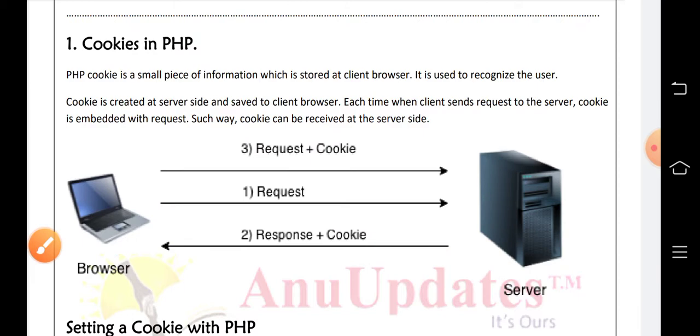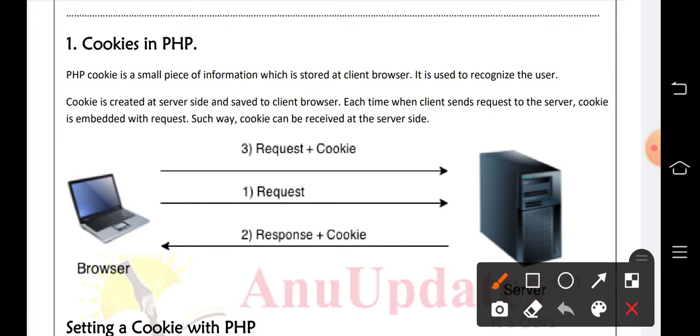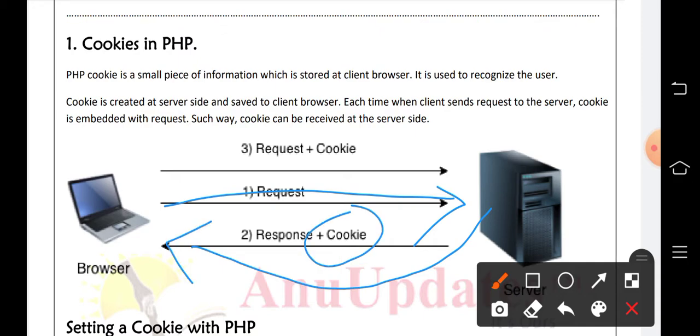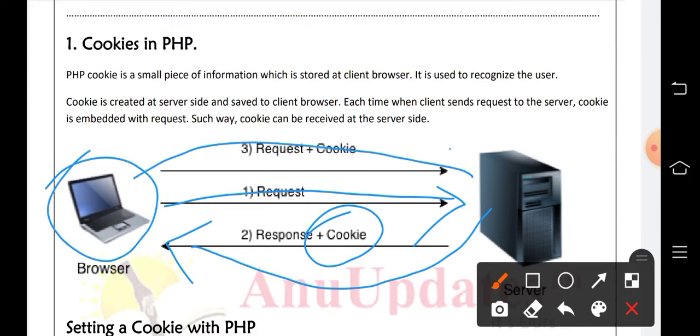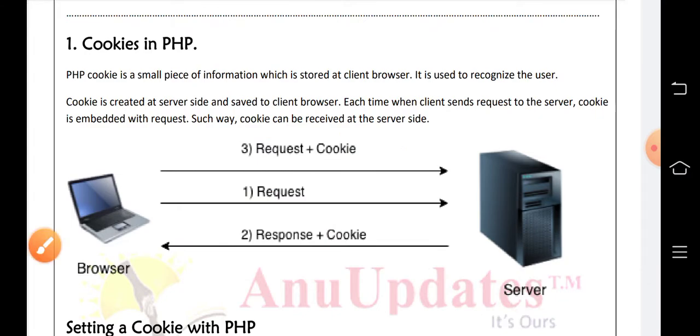What is the process for a cookie? First time when we give a request, immediately when it gets the request, it adds some cookie, that means some small piece of information, and that is stored in our web browser. Then next time when we make a request, that request along with the cookie is sent to the server. This is how a cookie is created.